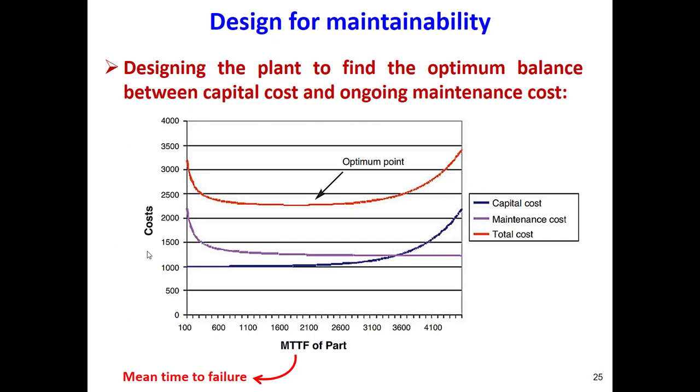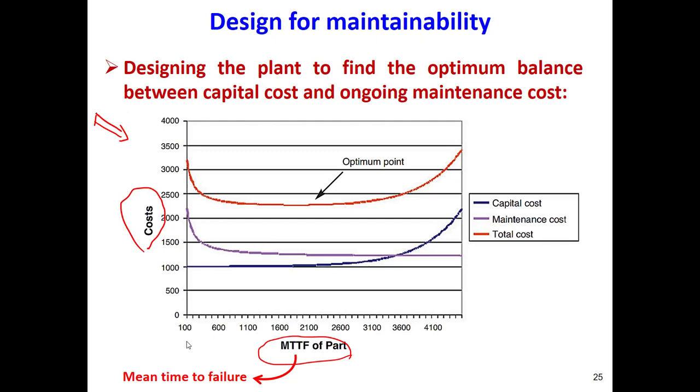Okay, so when it comes to maintainability, one question is always: what is the optimum age of an equipment or a part to be used in the process? To find the optimum age of a part or equipment in the process, there is a curve that can be used by the designer and the managers to make decisions. What is this curve? On the y-axis you have cost, and on the x-axis you have the MTTF of the part of equipment. What is MTTF? It is mean time to fail.